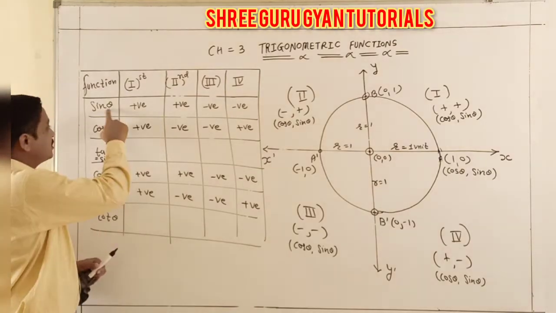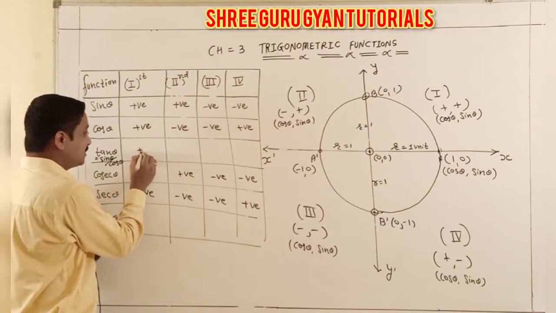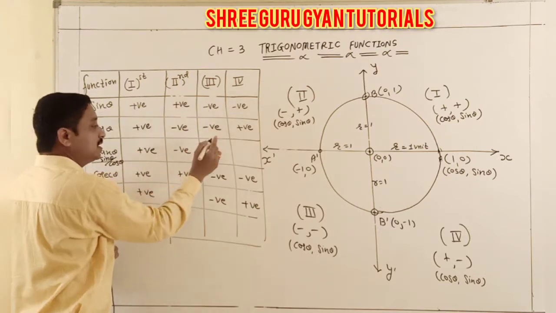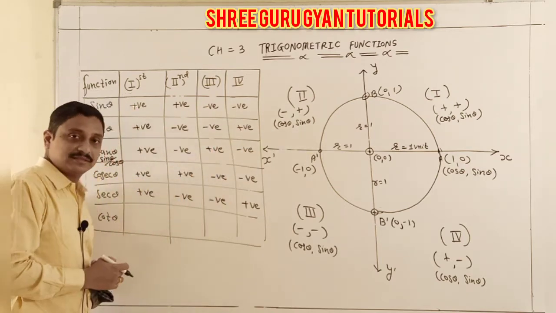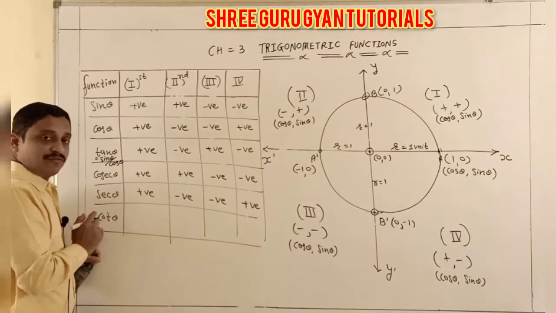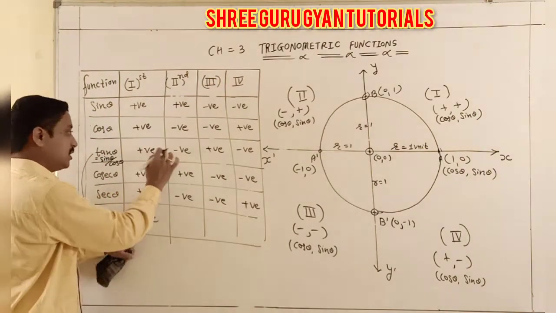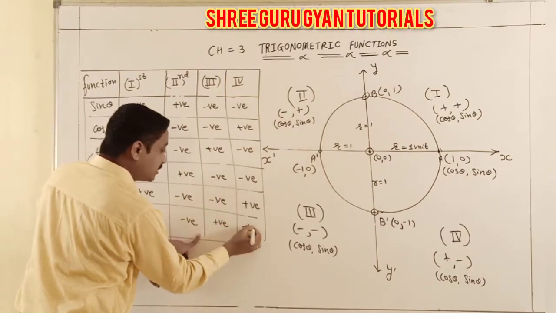Yes, it means this upon this. It means plus upon plus, it is plus. Plus upon minus, it is minus. Minus upon minus, it is plus. And minus upon plus, it is minus. And cot theta is a reciprocal of tan. These are reciprocal, so the symbol is the same: plus to plus, minus to minus, plus to plus, and minus to minus.